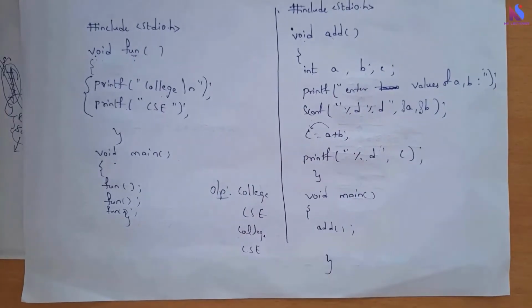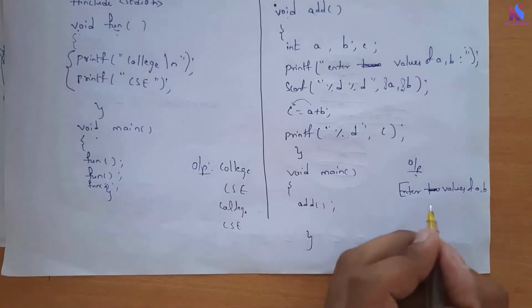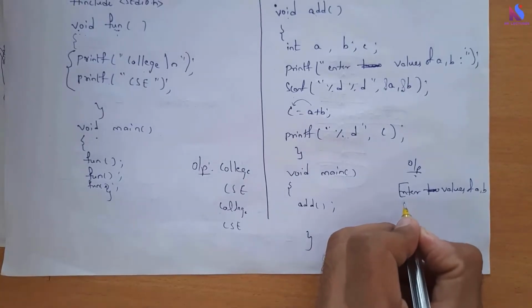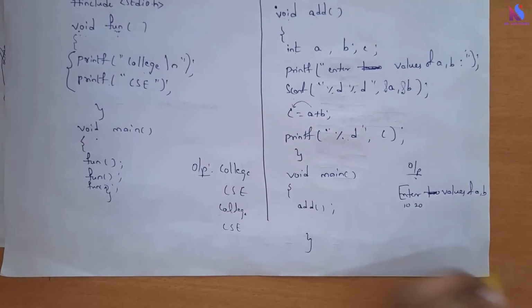By writing this you will get output as "enter values of a, b". Now I can enter values. For example, I want to add two numbers, 10 and 20. Whenever you enter 10 and 20 you will get output as 30.